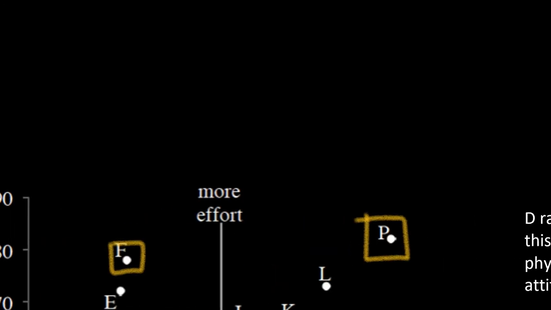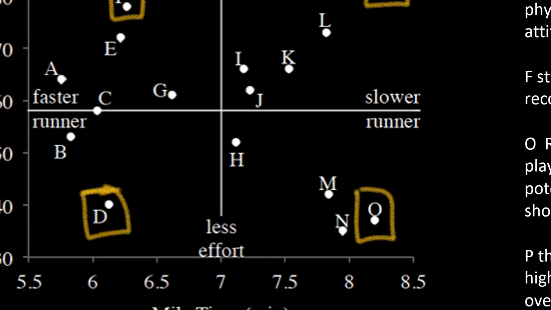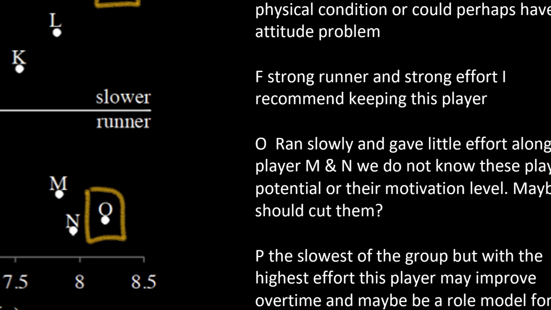Again, if you're looking at player D, they're right here. Not a lot of effort. Maybe if they had given a little bit more, they could have literally been the fastest player. They could have beat player A, who was at the top there.